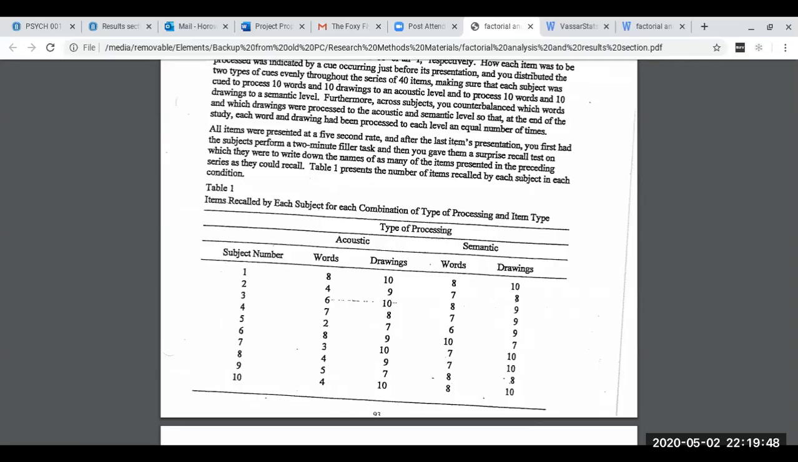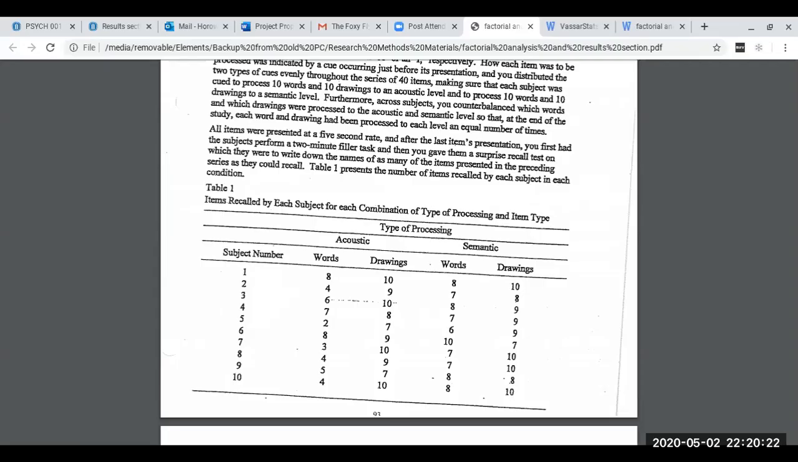We have acoustic, in which they're asked how many syllables, and we have semantic, in which they're asked, is it animate or inanimate? And then we have the items themselves. We call this item type, and it's either words or drawings, right? So it's either the word chair, C-H-A-I-R, or a drawing of a chair, which gives us 4 groups: acoustic words, acoustic drawings, semantic words, and semantic drawings. We have 10 subjects for this.